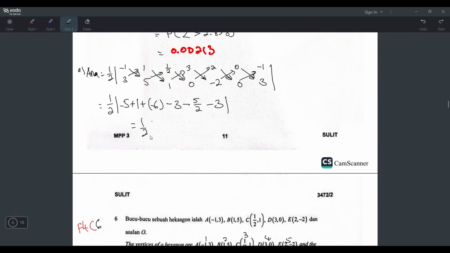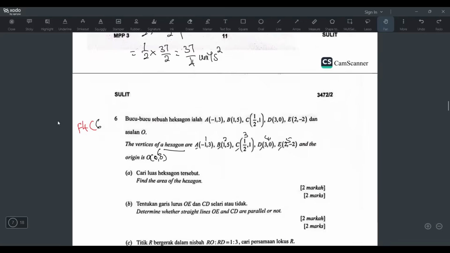Now I just have to use the calculator. Negative 1, 5 plus 1, negative 4, minus 6, negative 10, minus 3, negative 13, negative 16. So negative 16 minus 5 over 2. My calculator gives me negative 37 over 2. Now you do the modulus of negative 37 over 2 and you get positive 37 over 2. And then times 1 over 2 again, you get 37 over 4. And you have to write unit square, because this is area. So area has to have unit square. Okay, I'm done with this.